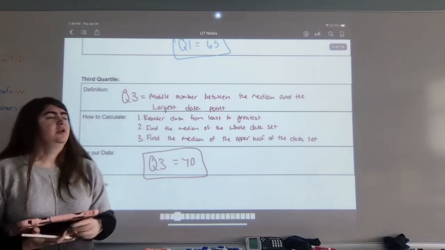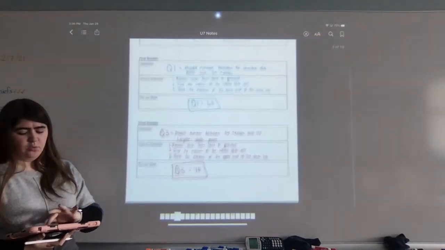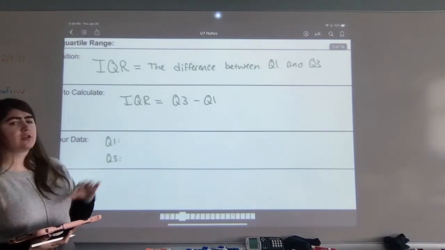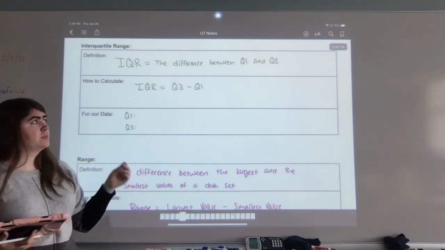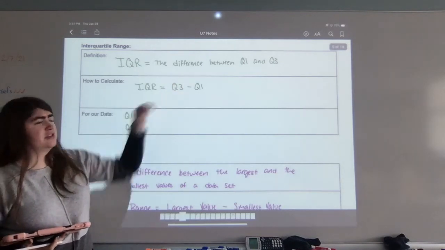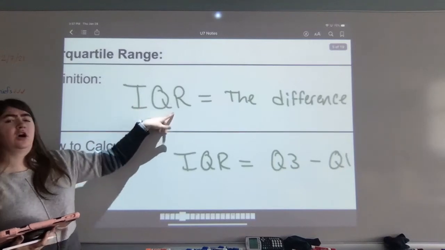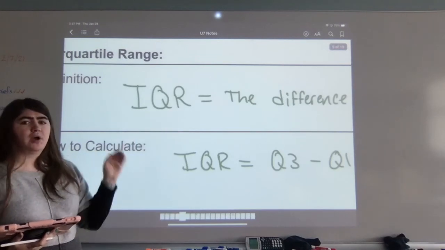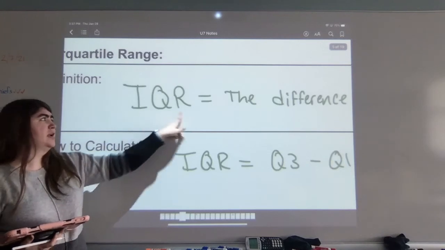All right. So now that we have found Q1 of 65 and Q3 of 70, we can use that to calculate another numerical measure, which is called the interquartile range. The interquartile range is the difference between Q1 and Q3. In other words, Q3 minus Q1 is equal to our interquartile range. And you'll notice here that I have IQR. We always write interquartile range as IQR. You probably will never see it written out as a word in any formula. It'll always be written as IQR.